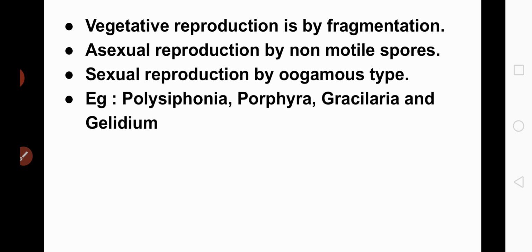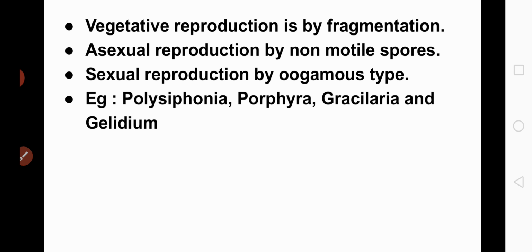And about the reproduction, they reproduce by three methods: vegetative, asexual and sexual. Vegetative reproduction here also takes place by the fragmentation method. Asexual reproduction takes place by the formation of non-motile spores, and sexual reproduction takes place by the fusion of gametes. And here the type of sexual reproduction is oogamous. Oogamous means it contains a large female gamete which is non-motile and a smaller male gamete which is motile.